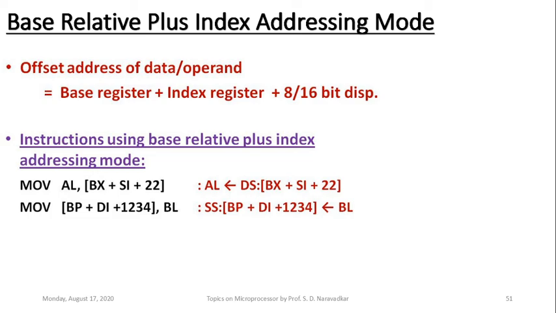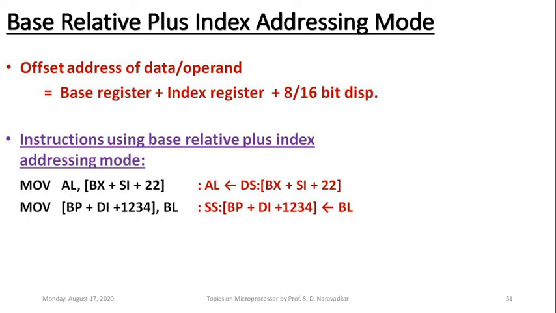Then subsequently the second example, where the contents of the BL register, that is 8 bits of data or operand, will be stored to the stack segment whose offset is given by base pointer plus DI plus 1234, which is a 16-bit displacement. In this second example, the stack segment will be referred by default because the base register referred to here is the base pointer, which points to the stack segment.